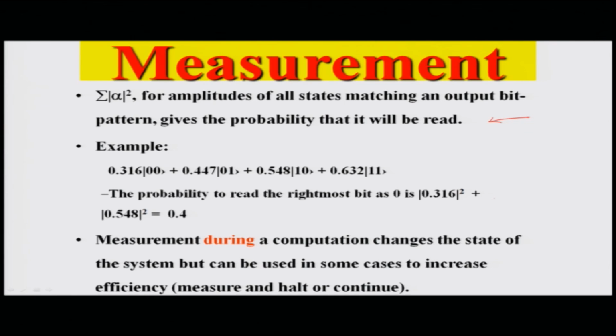And here is an example where it is looking at the rightmost bit for the particular ones which are zeros. In this particular case these are the two different amplitudes that concern us, and the probability of the readout in that case would be the squares of the individual amplitudes added together, and in this particular case, for example, it is 0.4.